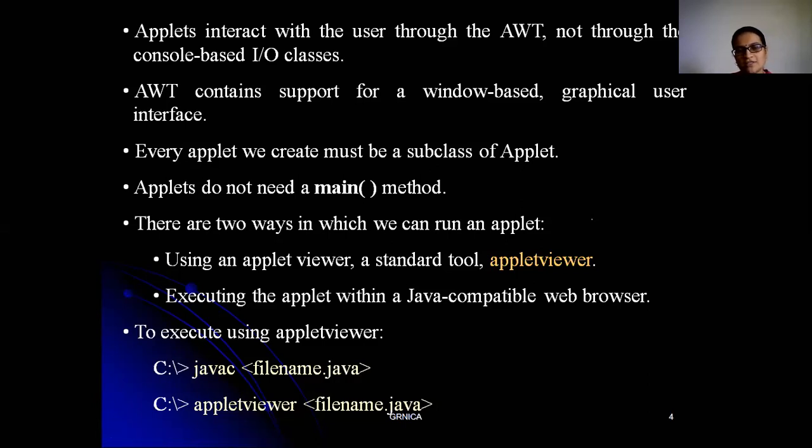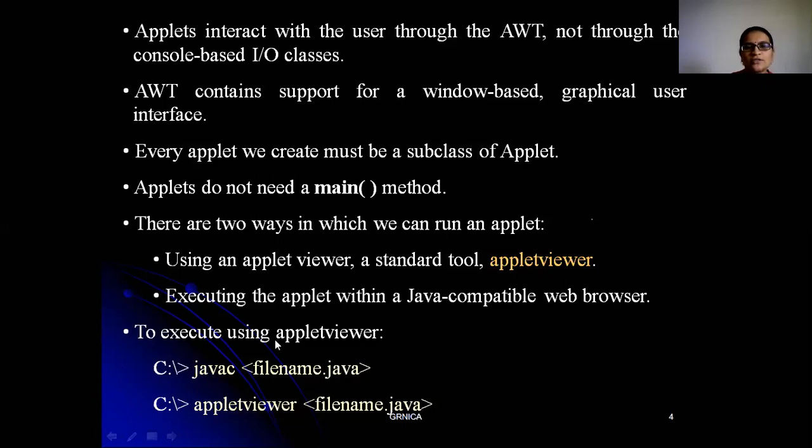So those are all applets. There are two ways in which we can run an applet. One is executing with the applet viewer. Another one is executing an applet within a Java compatible web browser. Within a web browser you can execute, or else, if you already have NetBeans or Eclipse, you can run it in a command line using the applet viewer tool. How to find the applet viewer tool, I'll explain in the next slide.